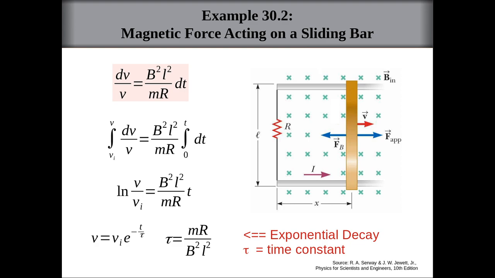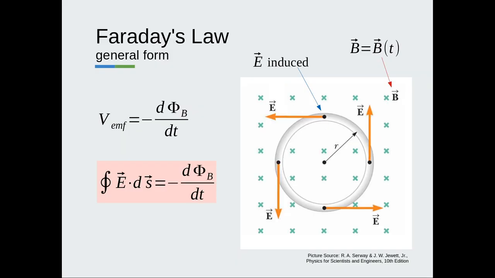So this is the magnetic force acting on a sliding bar. Okay. And here's the general form of Faraday's law. Okay.